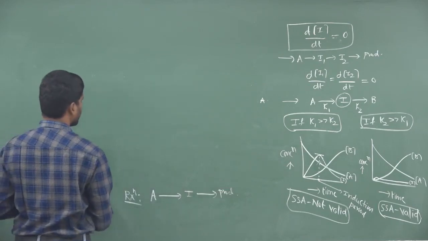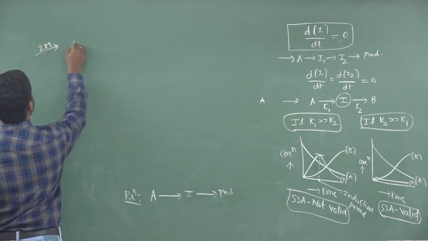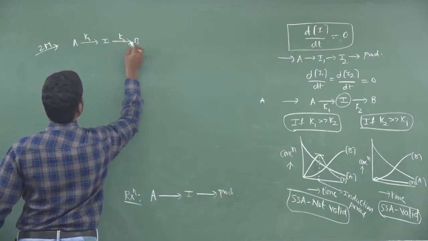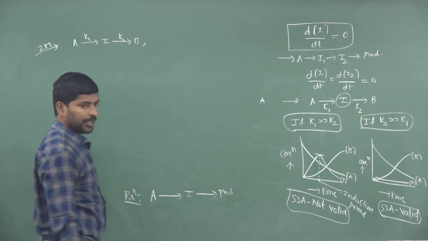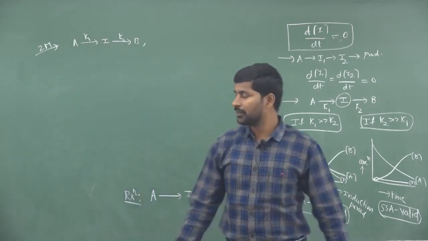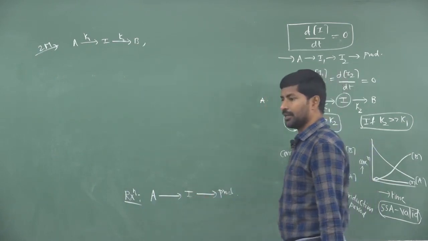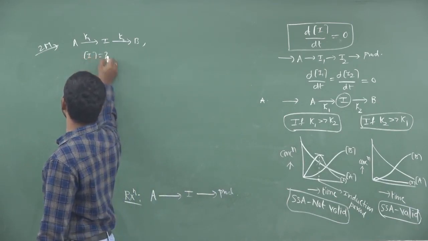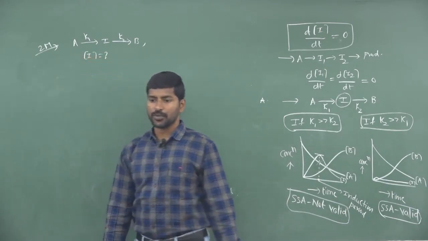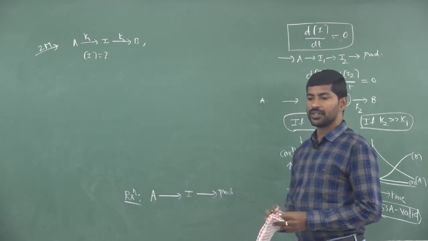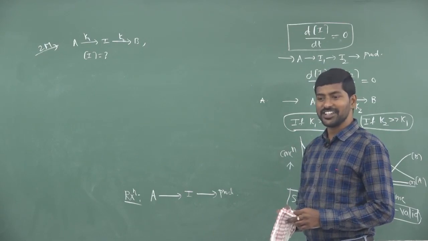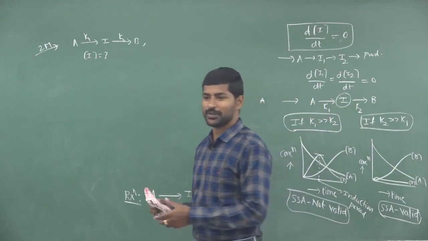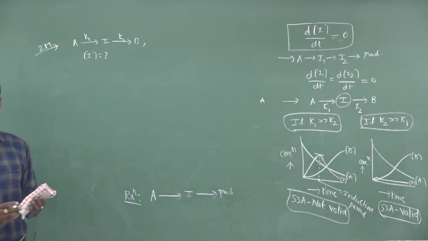Once a question was given in CSIR for 2 marks: A gives rise to I, I gives rise to B, with K1 and K2. If steady state approximation is applied on I, what is the concentration of I? 0? The change in the concentration is 0. The concentration of I is not 0. The change in the concentration is 0 with time.